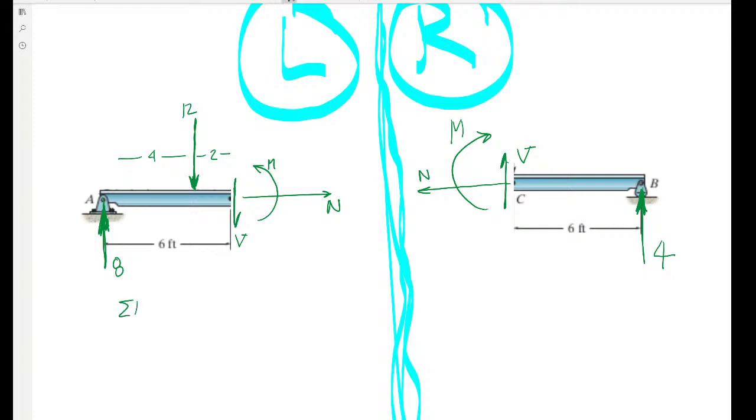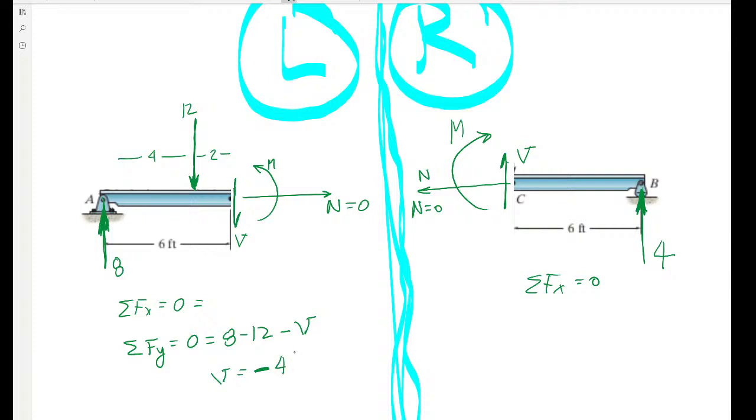Sum of the forces in the x giving 0 tells you that this is equal to 0. If you do that over here, you get the same thing. Person over here would say, okay, now I need to sum the forces in the y equals 0, and what I get is an 8 minus 12 minus V. So move the V over, and you get minus 4.